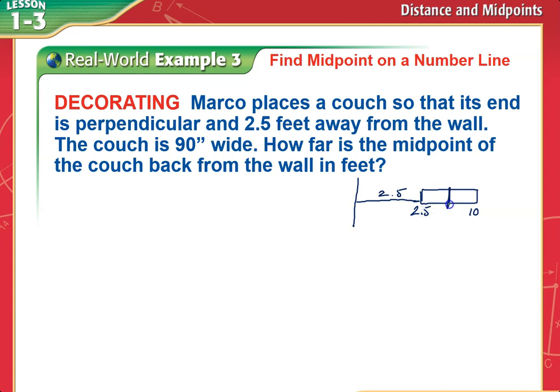And we're trying to find the midpoint. So we're going to add our 10 plus our 2.5, which is 12.5, and divide by 2, and we should have 6.25 feet. The midpoint is from the wall.